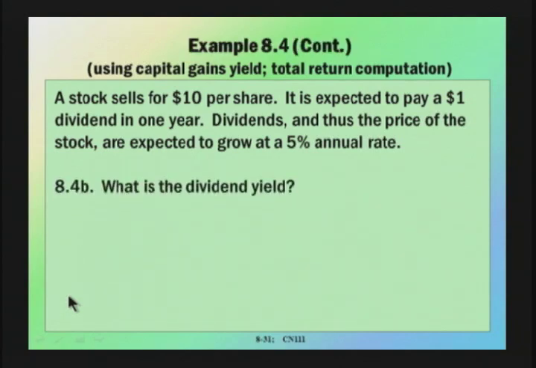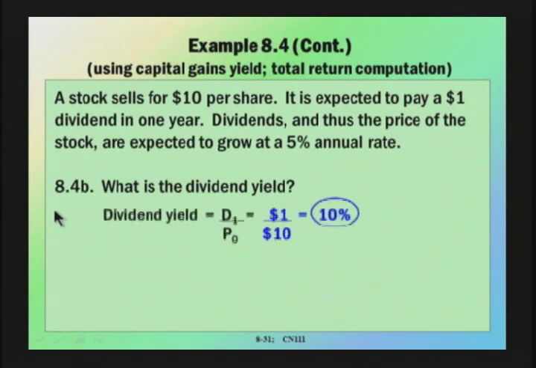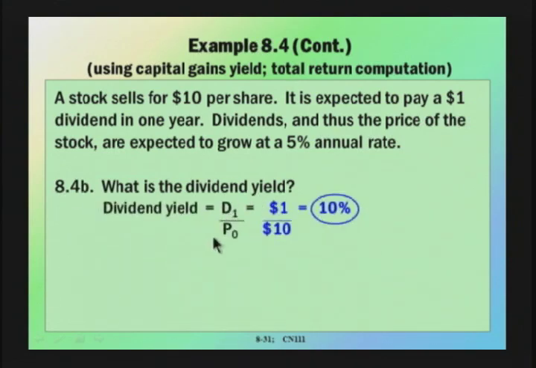In part B, I need to calculate the dividend yield. So if I buy the stock today for $10 and it pays a $1 dividend 1 year from now, then I'm getting a 10% return solely in the form of dividends. That next dividend, D1, as a percentage of my $10 stock investment, gives me a 10% dividend yield. That is my return that comes solely in the form of dividends over that first year.